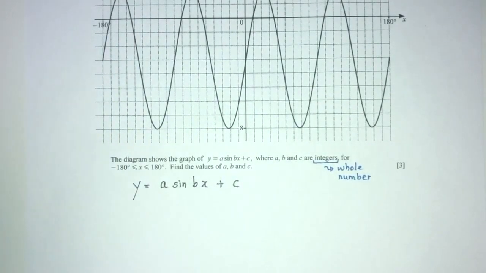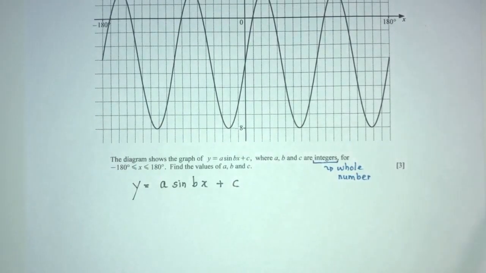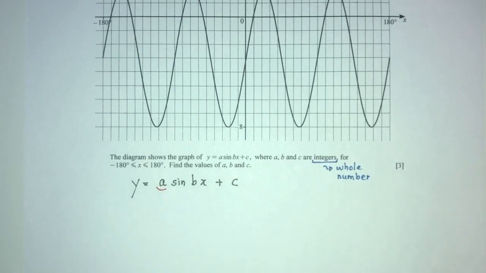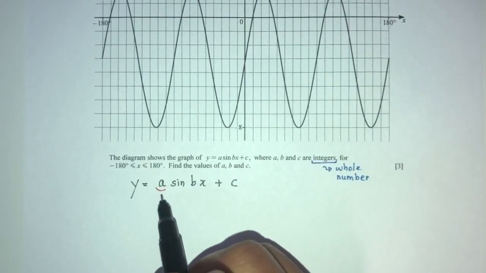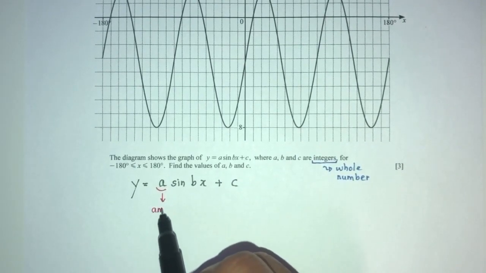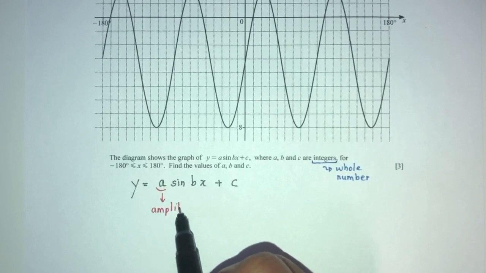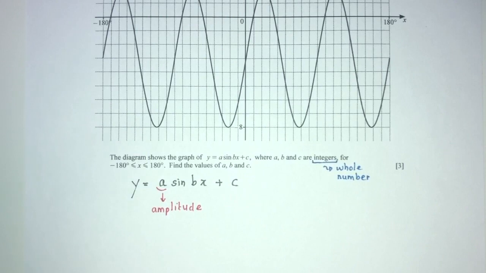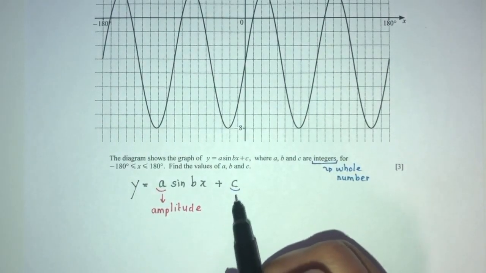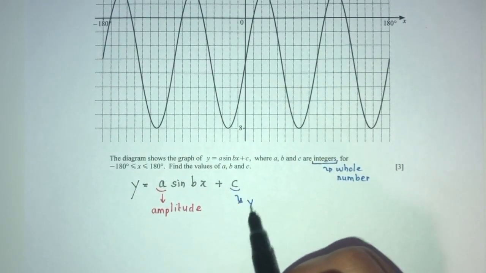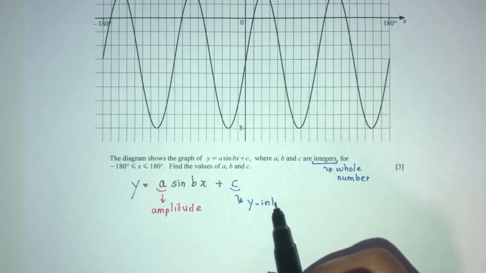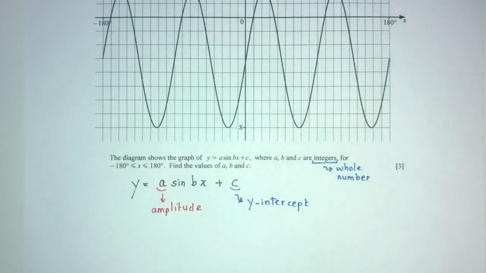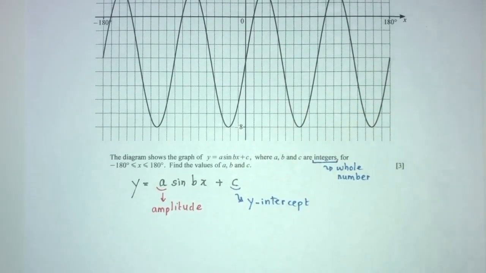By now we should know that the constant in front of the function itself is called the amplitude. That's number one. And the value of c is simply the y-intercept, where the curve cuts your y-axis. So we have to know what these values represent.